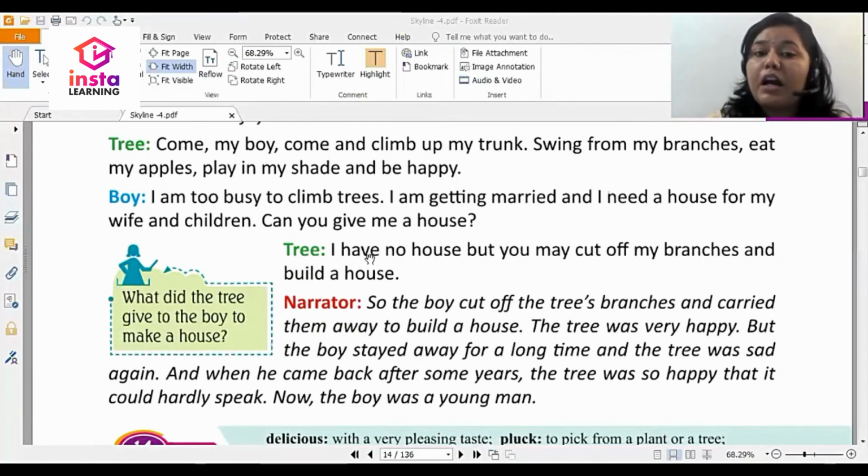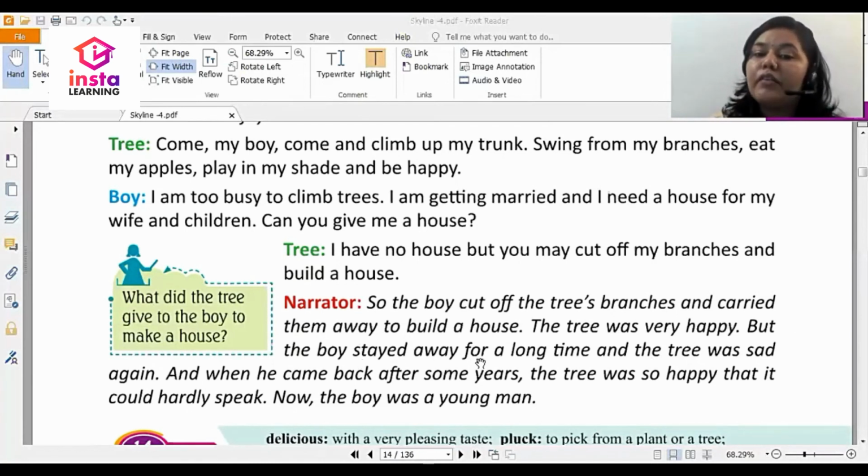Tree says, I have no house, but you may cut off my branches and build a house. So once again, the tree very happily gave away its branches that could be used to build a house. Narrator: so the boy cut off the tree's branches and carried them away to build a house. The tree was very happy. Why was the tree happy? Because the tree was able to help the boy every time the boy asked for help.